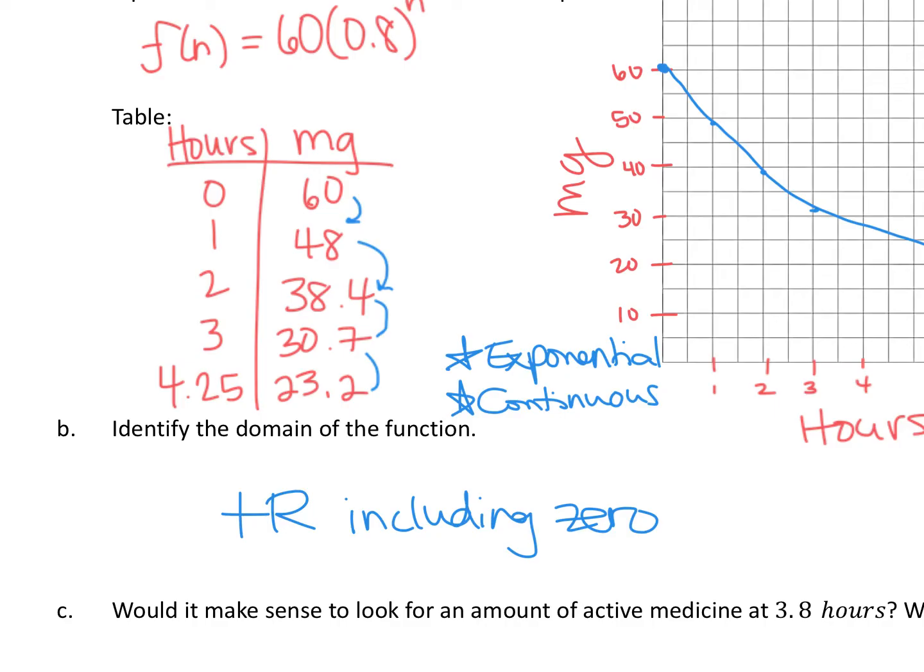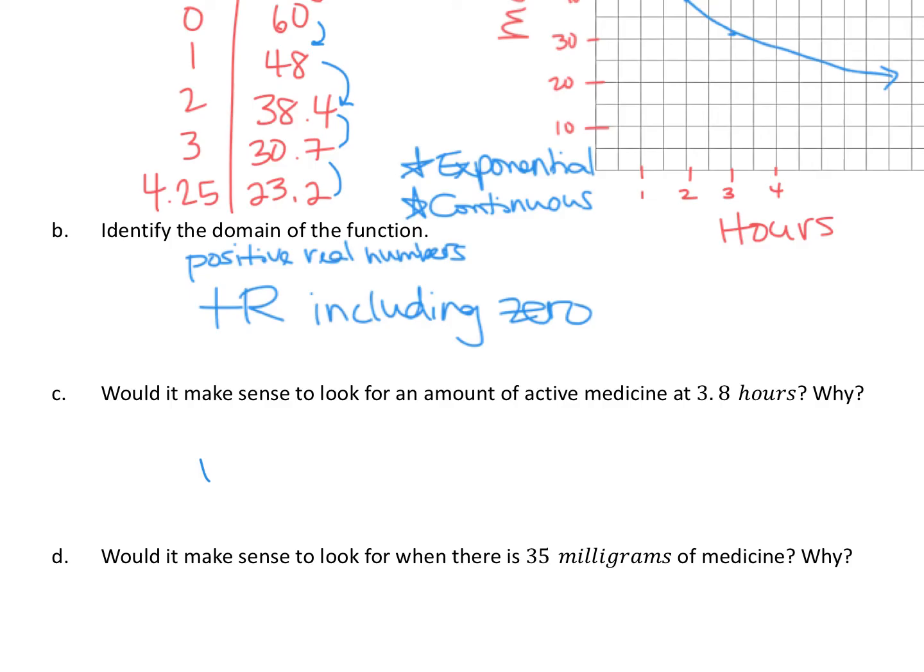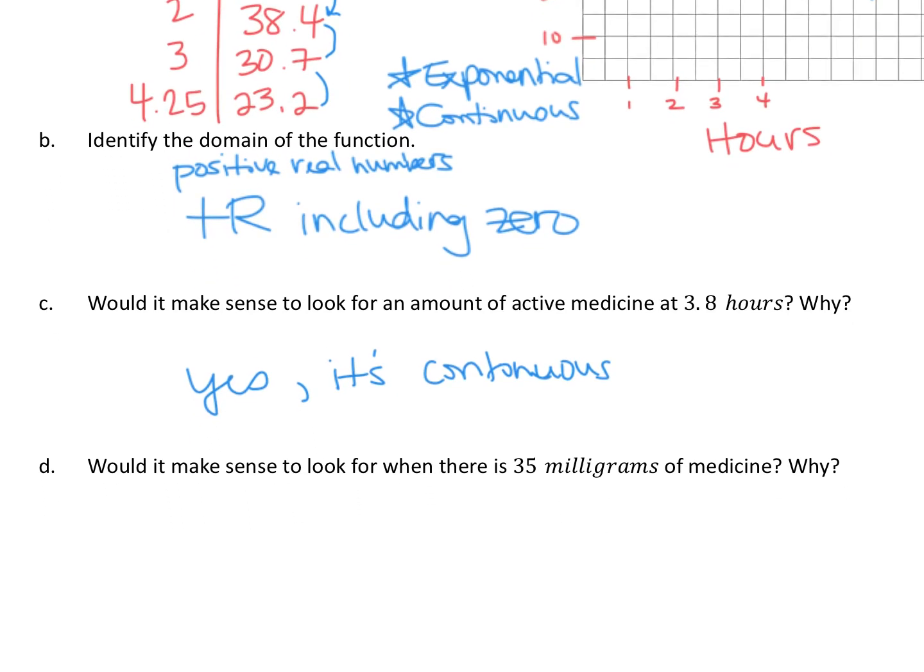So I'm actually going to change this. No, R is for real numbers. This is fine. This is positive real numbers. Totally works. Including 0. Would it make sense to look for the amount of active medicine at 3.8 hours? Absolutely. The situation is continuous. Would it make sense to look for when there's 35 milligrams of medicine? Sure. It's continuous. We can predict anywhere along that curve.